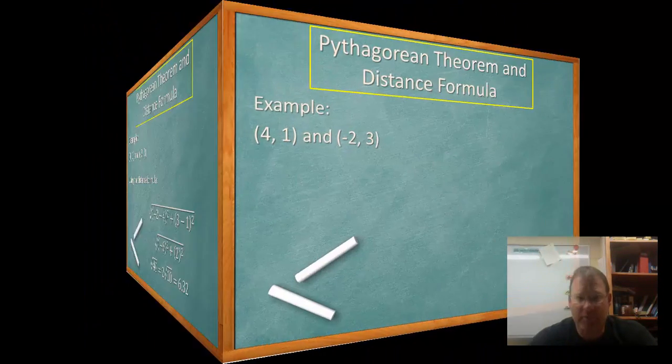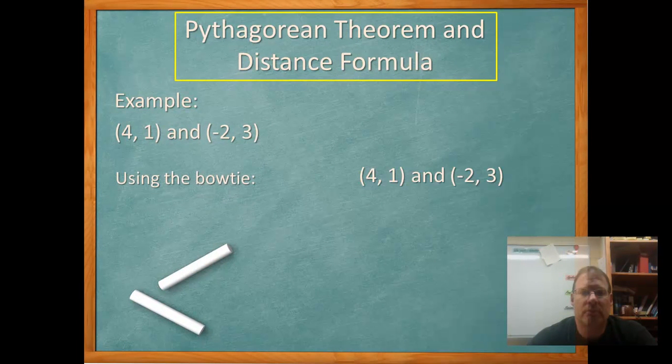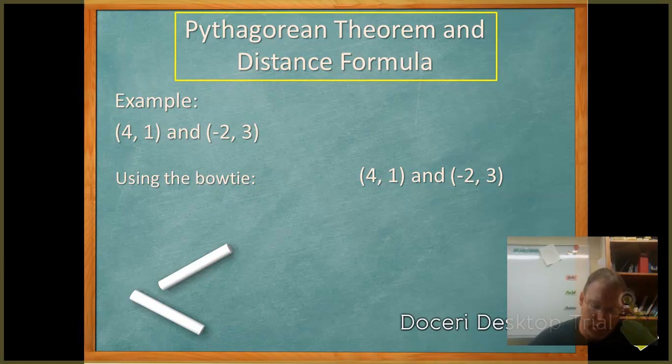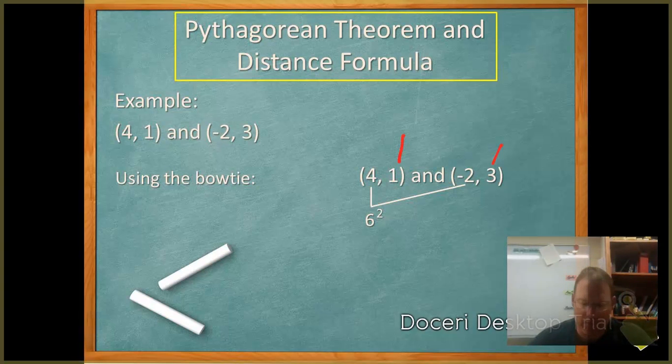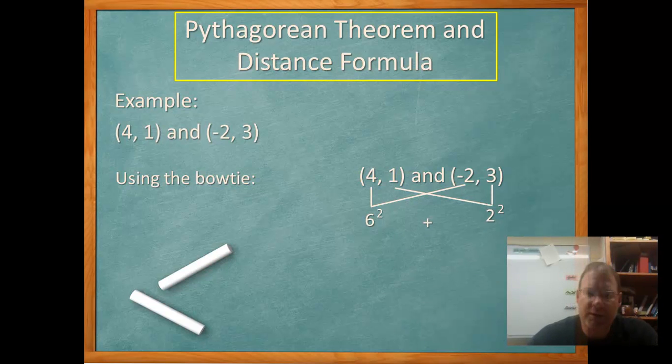The bow tie method looks like this. We always ask ourselves, how far apart are the 4 and the negative 2? Well, that is 6 units apart. How far apart are 1 and 3? 1 and 3 are 2 units apart. 6 squared plus 2 squared is 40. The square root of 40 is 2 square root of 10, or 6.32.